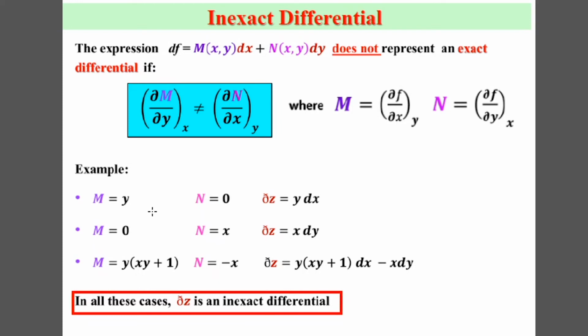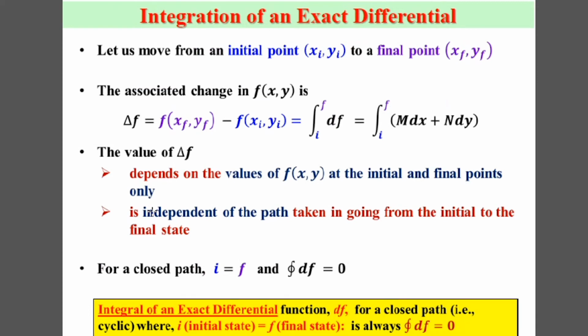differentials or inexact differentials. Now, what are the properties which are associated? Let us take up the properties point by point. Integration of an exact differential. Let us say we move from one point xi, yi, the initial point, to a final point xf, yf. The change associated in the function of x and y can be represented as delta f or df. And when we write delta f, we are talking about a discrete change. So a discrete change will be the difference between the value of the function at the final state minus the value of the function at the initial state.